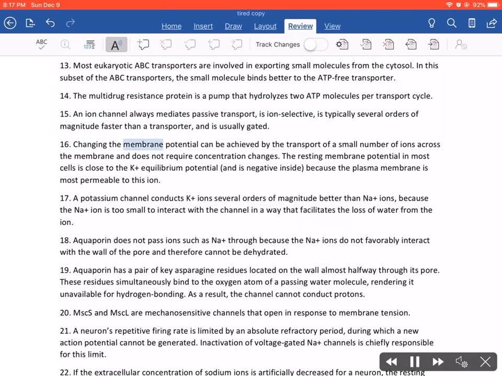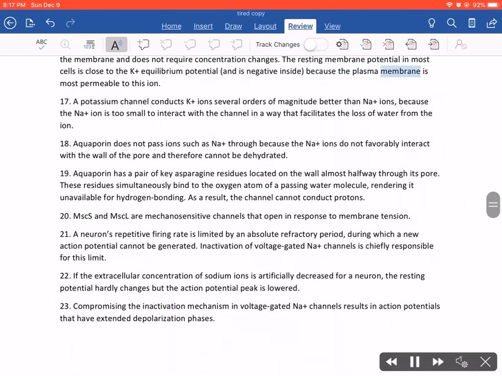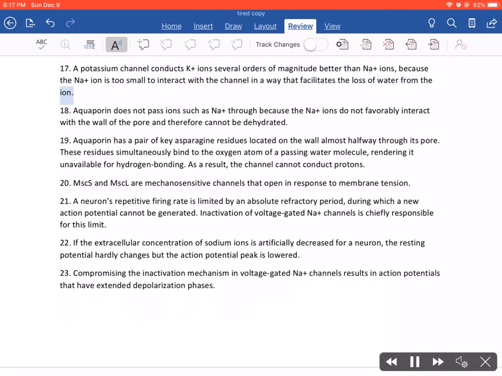16. Changing the membrane potential can be achieved by the transport of a small number of ions across the membrane and does not require concentration changes. The resting membrane potential in most cells is close to the K+ equilibrium potential, and is negative inside, because the plasma membrane is most permeable to this ion. 17. A potassium channel conducts K+ ions several orders of magnitude better than Na+ ions, because the Na+ ion is too small to interact with the channel in a way that facilitates the loss of water from the ion.